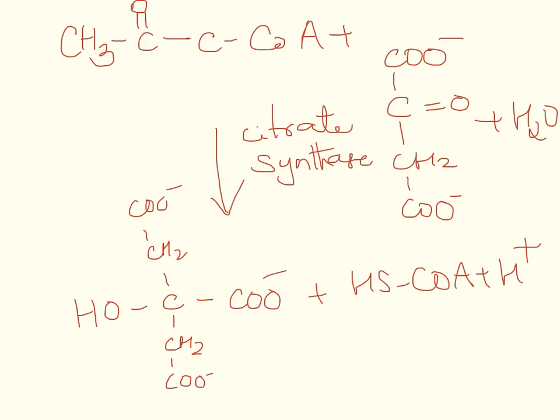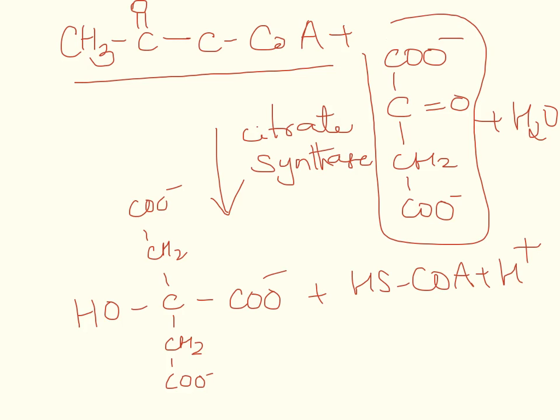So initially the first step in the citric acid cycle is the combination of acetyl coenzyme A and oxaloacetate to yield citrate.